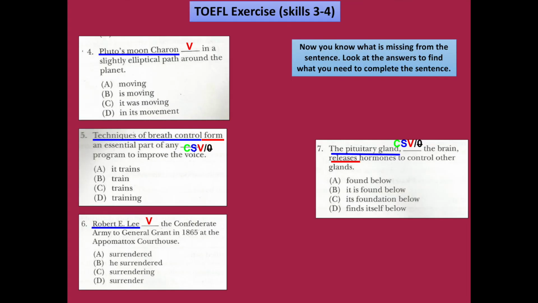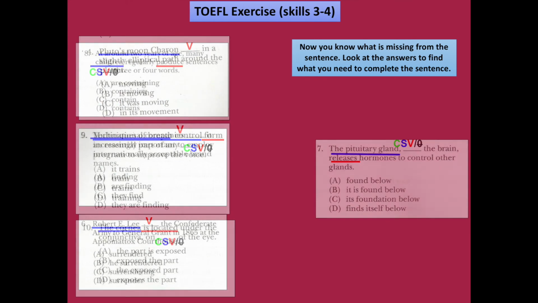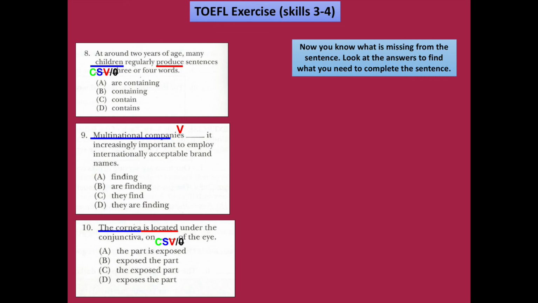Now, your assignment for today is to look at these sentences again, think about what is missing, eliminate the obviously wrong answers, and then choose your correct answer.